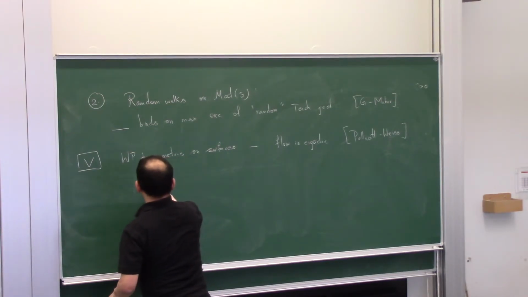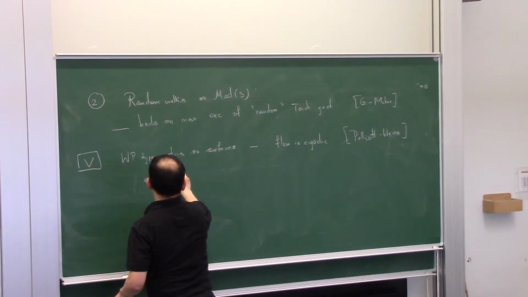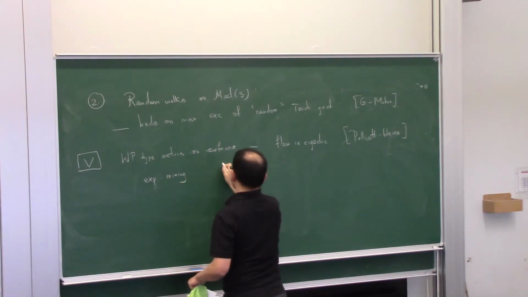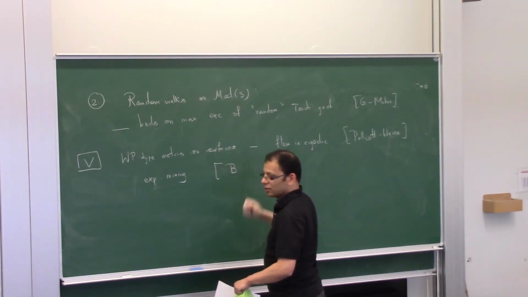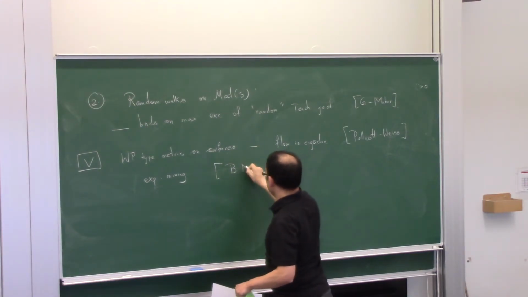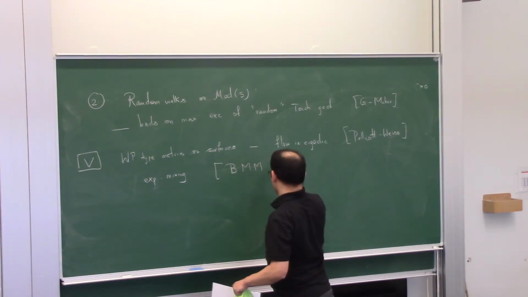It's exponentially mixing. This is a result of Burns, Matheus, Masur, Matheus, Wilkinson.